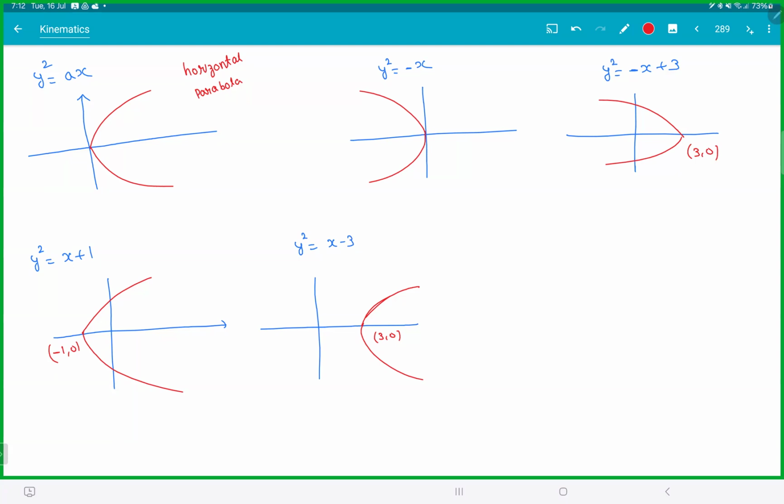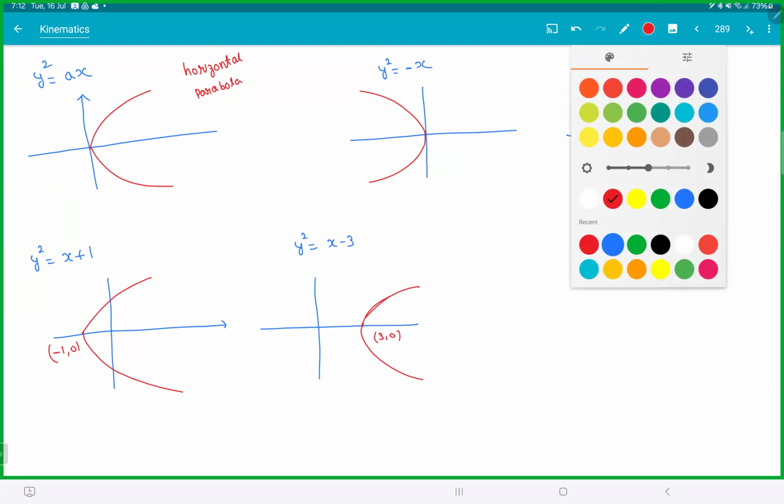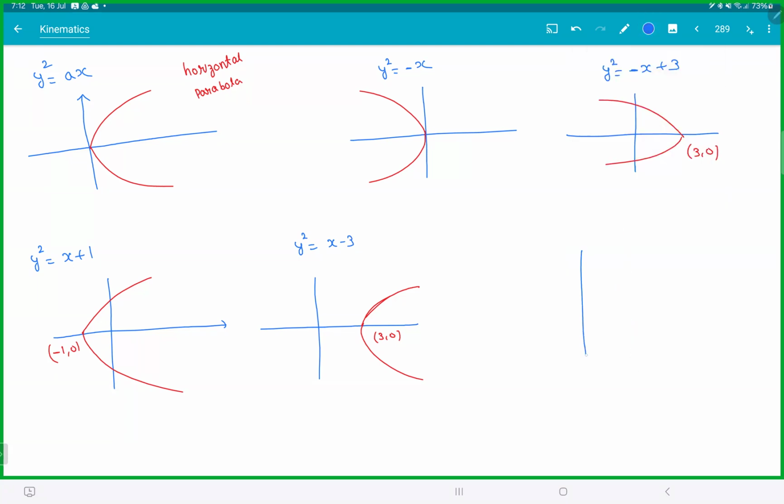Always think like that. When is y 0? Find the x value. Y square is equal to minus x minus 1. Minus 1 comma 0.